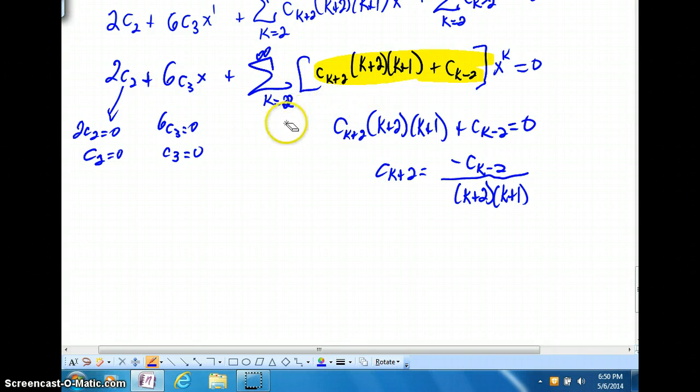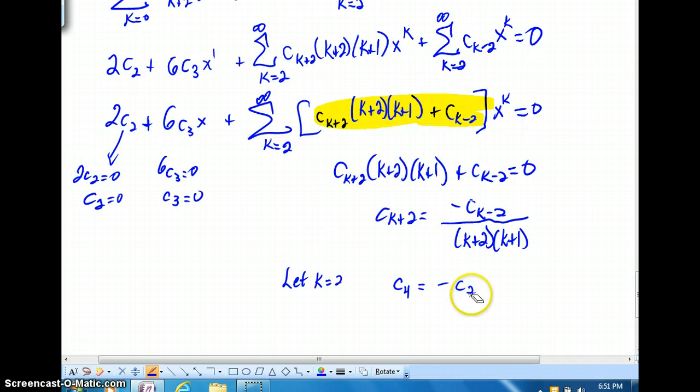our coefficients. We've got k is equal to 2 as our first counter, our lower bound. I'm going to plug in k equals 2. You would get c sub 4. And up above, we're going to get negative c sub 2. Forgive me, that's not c sub 2. If I let k equal 2, you can see up on top, we'd get c sub 0. And what about down below? Well, if k is equal to 2, 2 plus 2 is 4, 2 plus 1 is 3, 4 times 3 is 12.